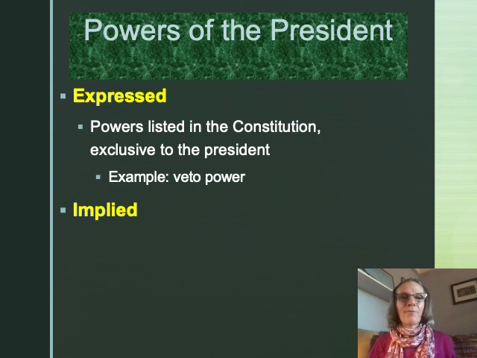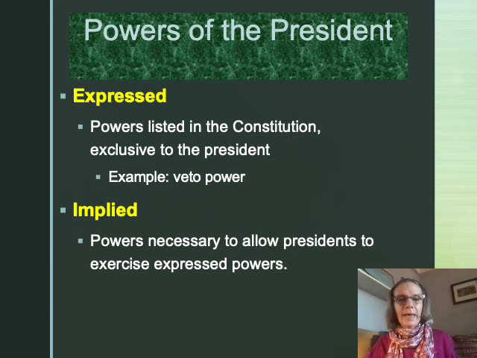Another category of presidential power is what's known as implied powers. These implied powers are the powers necessary to allow the president to exercise their expressed powers. In a way, the implied powers are similar to the elastic clause. Remember at the very end of Article 1, Section 8, when we were learning about Congress, there was the necessary and proper clause. It basically says that Congress can do anything it deems necessary and proper to bring these aforementioned powers into action. Well, the president has these implied powers as well.